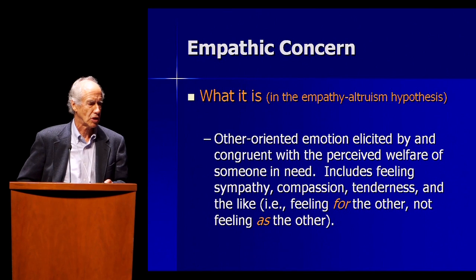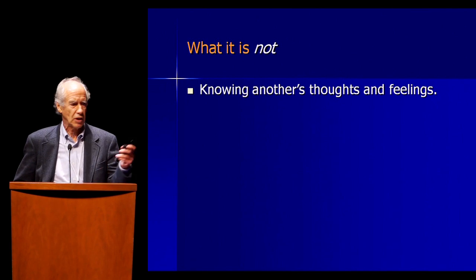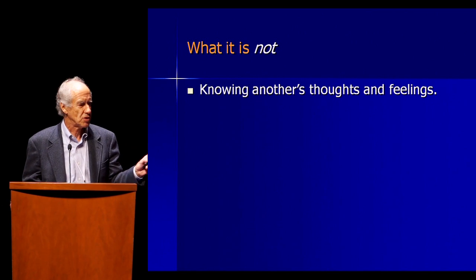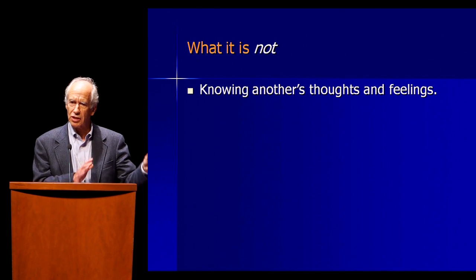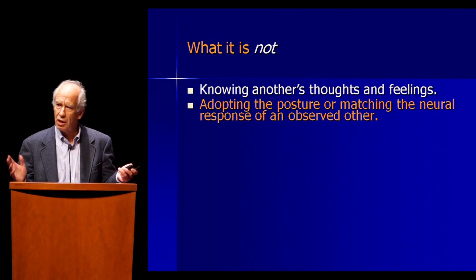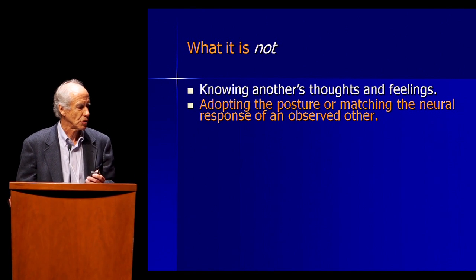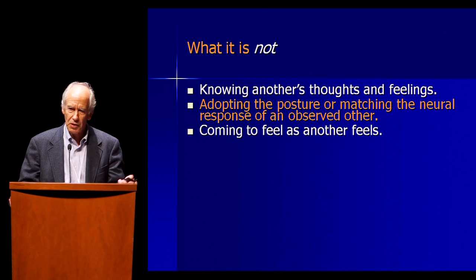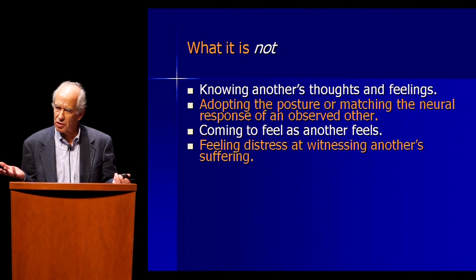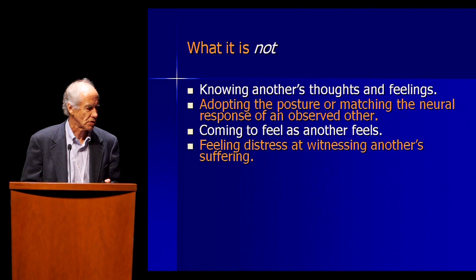So that gets us into another string of what it's not. It's not knowing another person's thoughts and feelings. These are all things that have been talked about as empathy. And I'm not trying to say that you can't talk about these things as empathy. That's fine. I'm just saying that's not what empathy is in this hypothesis. It's not adopting the posture that is motor mimicry or shared neural representations. It's not coming to feel as the other person feels. It's not feeling distress when you see the other person is suffering. It's feeling for the other person, not being distressed by their distress.